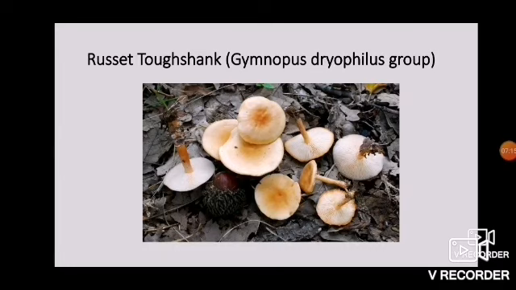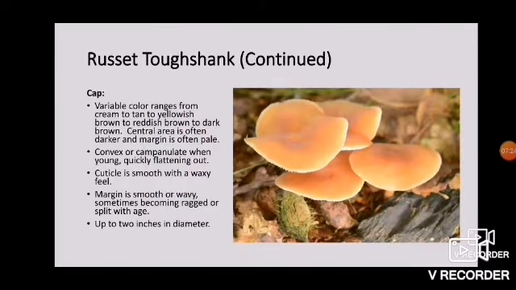The next is the Russet Tough-Shank. This is the Gymnopus dryophyllus group. So, the cap again, it has variable colors, which range from cream to tan to yellowish brown to reddish brown to dark brown. The central area is often darker. You can see that happening a little bit there, and then the margin is pale, both of which you can see happening in this photo.